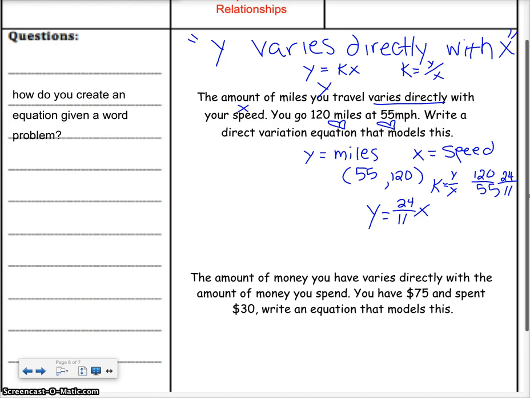Summarize what I did here. I underlined varies directly. I used my sentence. Y varies directly with X. Whatever's before the word varies directly is my Y. Whatever is after the word varies directly is my X. I identified what they were right away, so I knew what to look for. I created a point, and then I did what we did yesterday.